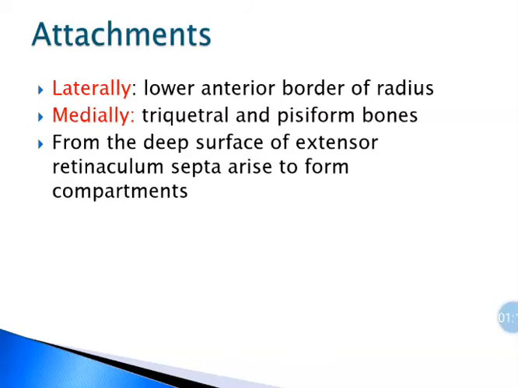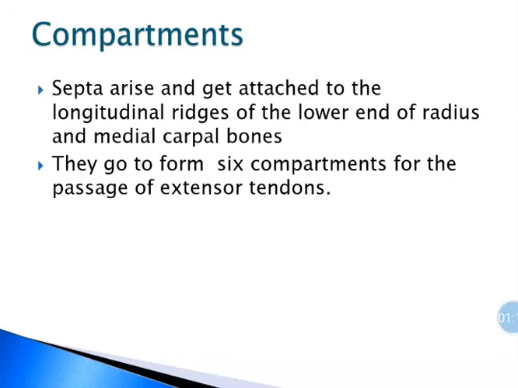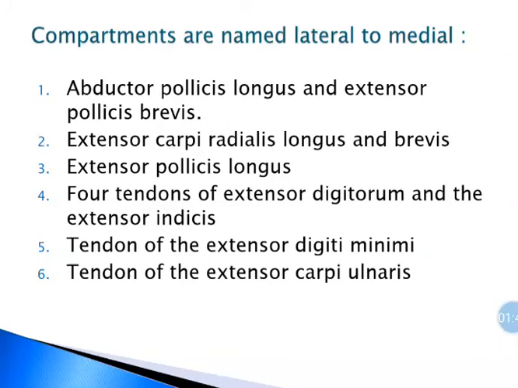From the deep surface of extensor retinaculum, septa arise to form compartments. The septa which arise get attached to the longitudinal ridges of lower end of radius and also to medial carpal bones. Thus, these septa go to form 6 compartments which allow passage for extensor tendons. So, the compartments are named from lateral to medial.